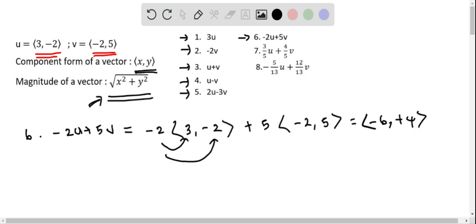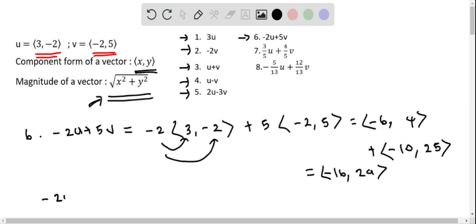I could have put this as just 4. Let me remove this. It's just 4. Plus 5 times of minus 2 is minus 10. 5 times of 5 is 25. So basically we just have to add these two vectors, which is minus 6 minus 10 is minus 16 and 4 plus 25 is 29. This is the component form of minus 2u plus 5v vector.